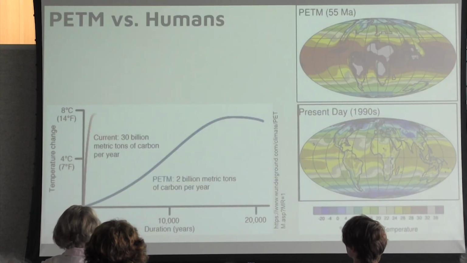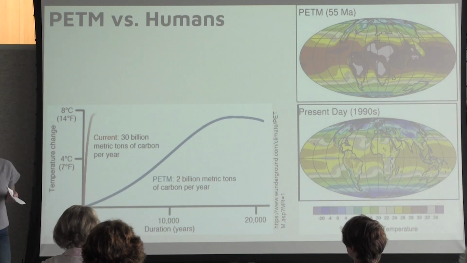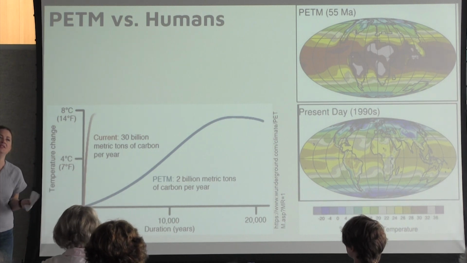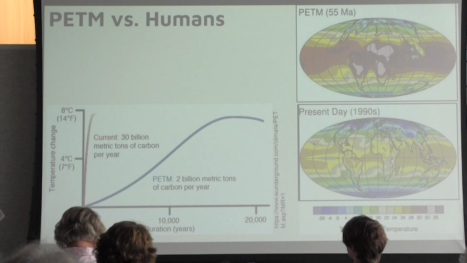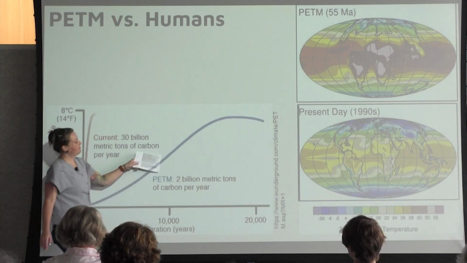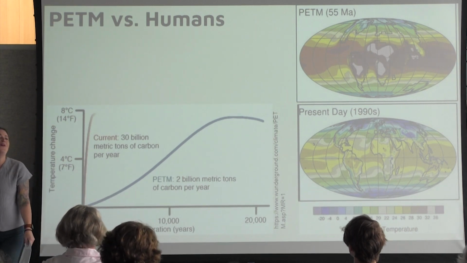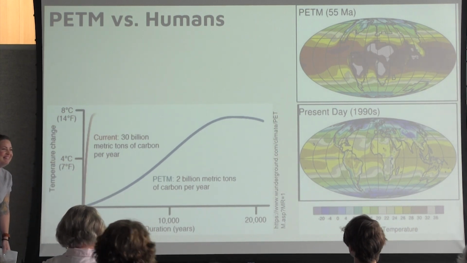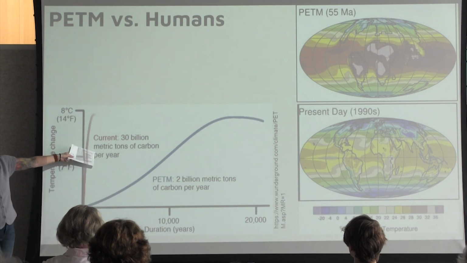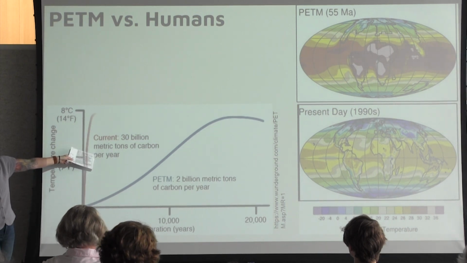So now let's take the PETM. That was our closest proxy to what we're doing right now. This is the depressing part of the talk. So here's the PETM. It was 2 billion metric tons of carbon per year. Oh, if only we could get down to 2 billion a year, right? This is what we're doing. 30 billion.